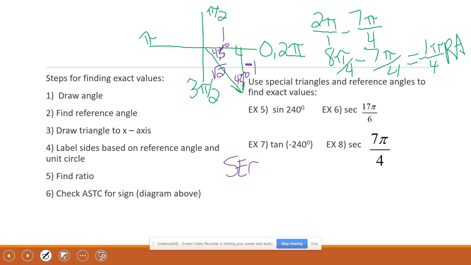Again, we have secant, which is hypotenuse over adjacent, because it's the inverse of cosine. Our hypotenuse is the square root of 2. Our adjacent is 1. We can leave it this way, or we can write the square root of 2.